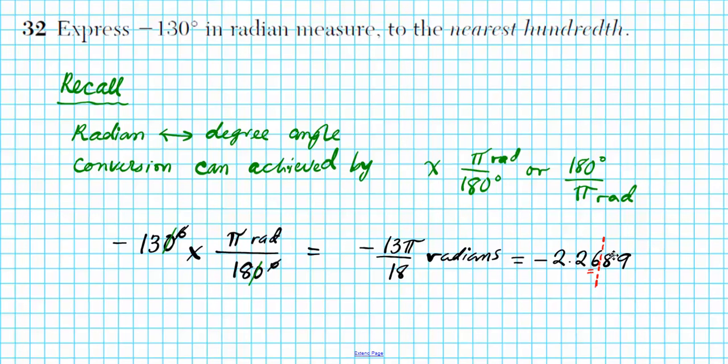So you look at the number behind it and ask yourself, am I rounding up or just truncating it away? Well, since 8 is 5 or greater, we're going to be rounding up. We're going to add 1. So our angle measured in radians to the nearest hundredths is negative 2.27. Okay, so there is the answer for problem number 32.